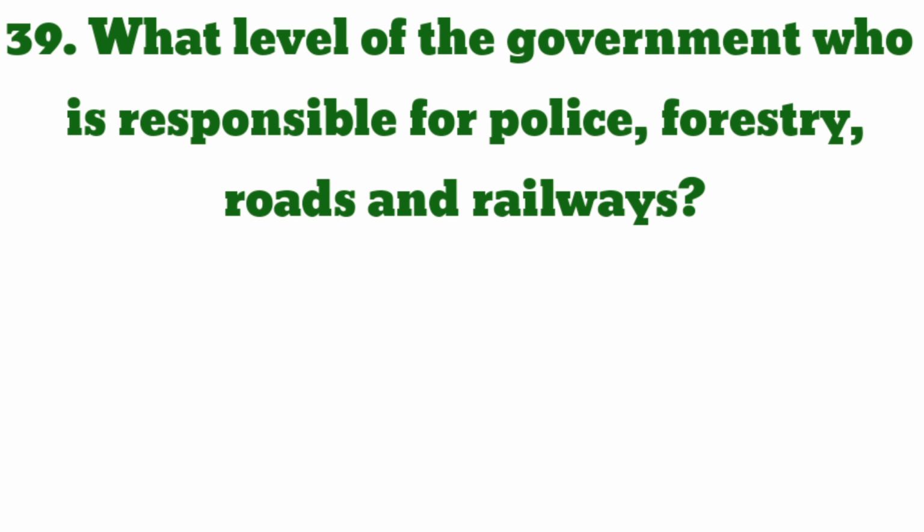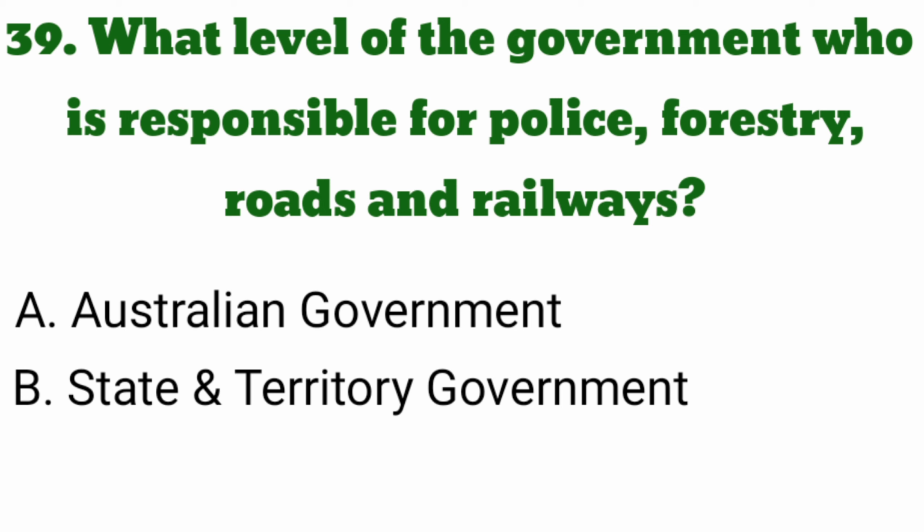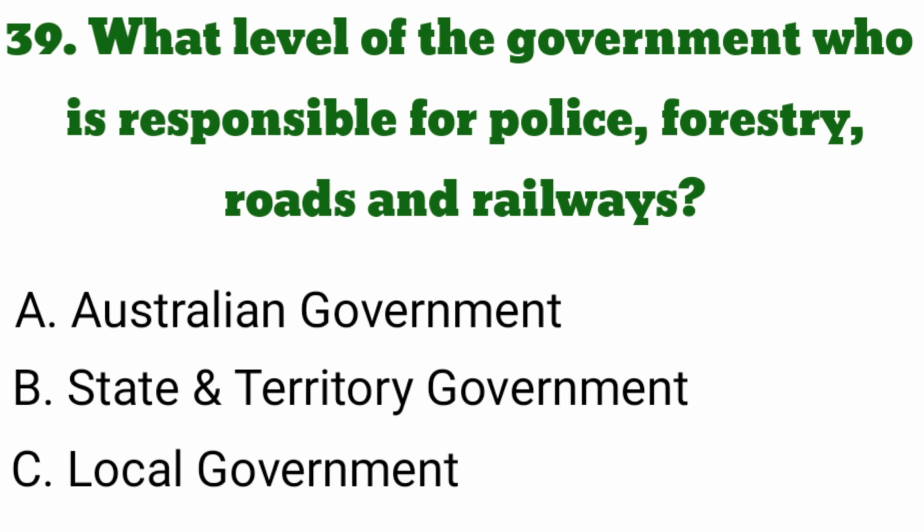Number 39. What level of the government is responsible for police, forestry, roads, and railways? Letter A, Australian Government. Letter B, State and Territory Government. Letter C, local government. The answer is letter B, State and Territory Government.